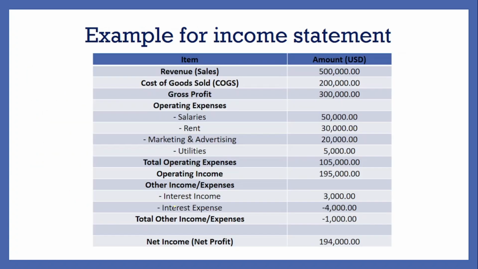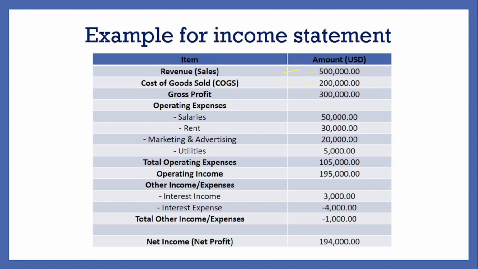So here is an example of an income statement for deeper understanding. This is an income statement of a company or an organization. Here in the top line, it is revenue, sales. That means 500,000 is the revenue. After revenue, the cost of goods sold is 200,000. So to calculate the gross profit, you have to reduce this 200,000 from this 500,000. So 300,000 is the gross profit.